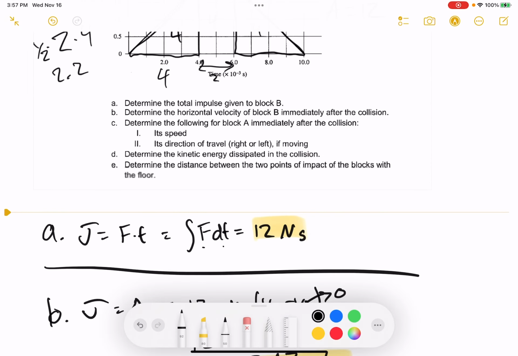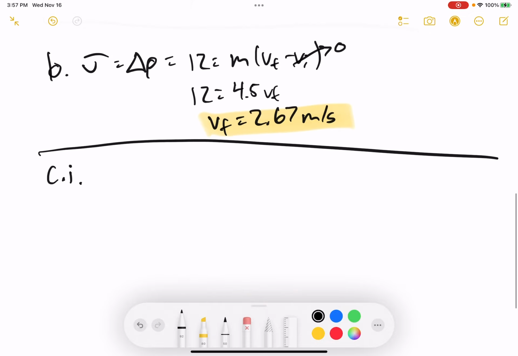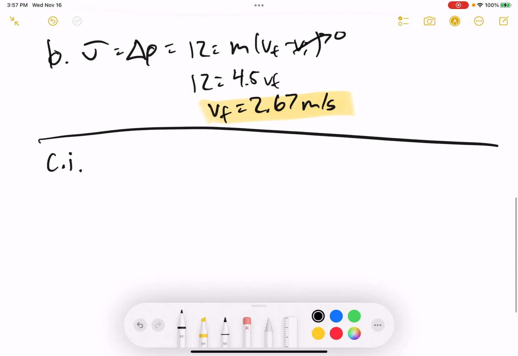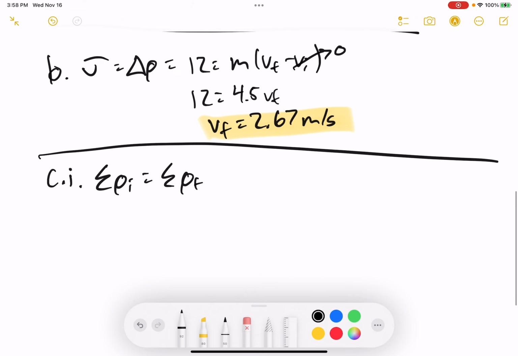Okay, so it says, determine the following for block A immediately after the collision. I is the speed, and then II is the direction, so left or right. Okay? And so for this one, there are 2 ways, right? We can set up the change in momentum equals the change in momentum, or the total momentum at the beginning is equal to the total momentum at the end. That's one way, and that's fine. That's wonderful. But to me, it feels like you can also, maybe a little bit easier, just do the impulse is equal to the change in momentum, right?